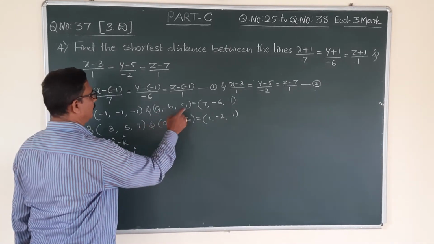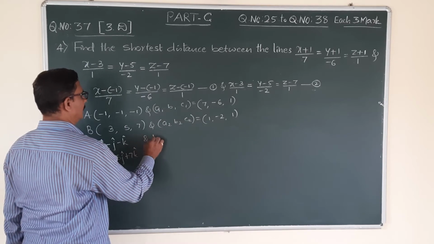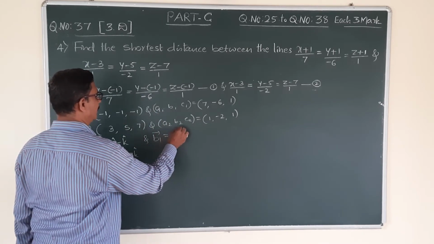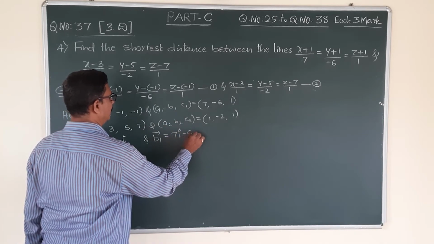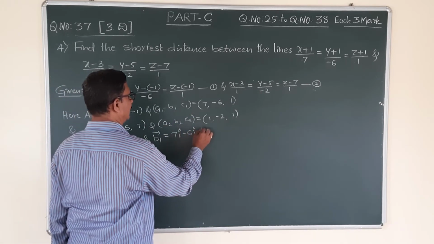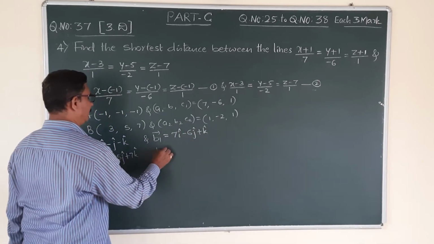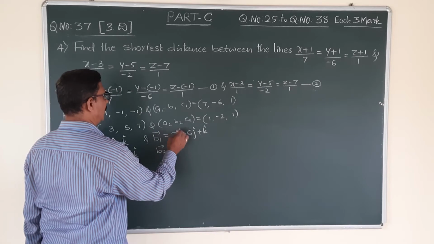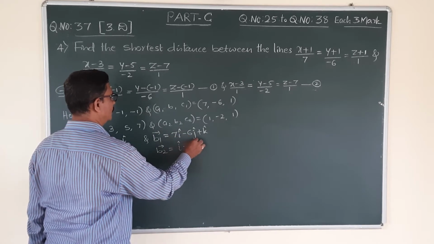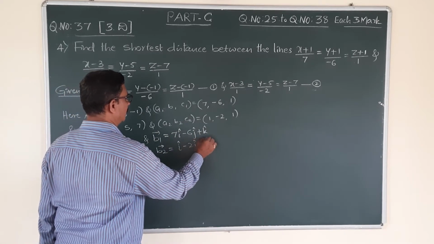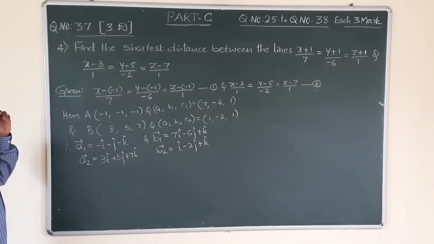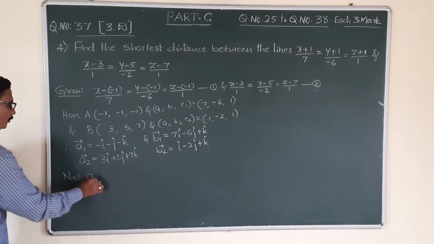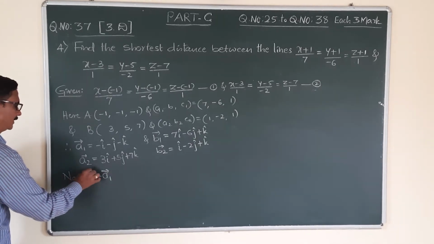And a1, b1, c1. Let the b1 vector be equal to a1i, that is 7i, plus b1j, minus 6j, plus c1k, plus 1k. And b2 is the vector a2i, that is 1i, plus b2j, minus 2j, plus c2k, plus 1k. We got the vectors. Now you know the formula. Now first to find out a2 vector minus a1 vector.